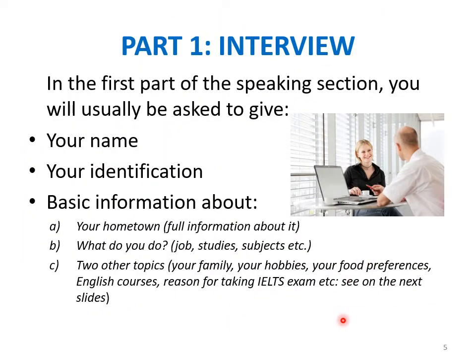Let us now go into more detail in each part. Interview is part 1. In the first part of the speaking section, you will usually be asked to give your name and identification, and then basic information, for example, your hometown and what you do. Then you may be asked to tell about your job or studies and subjects in a bit more detail. For example, if it is your job, what kind of job it is, why you do it, why you like it, what the good things about it are, what the bad things about it are, how long you have been doing it for, stuff like that.